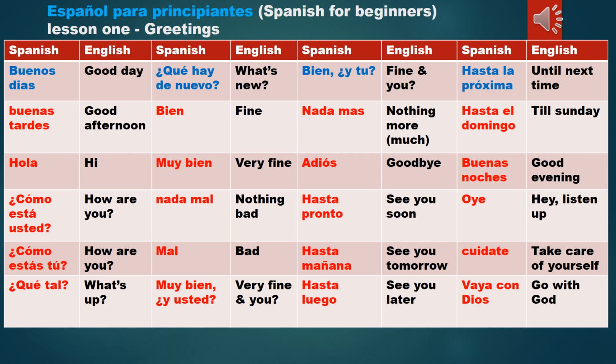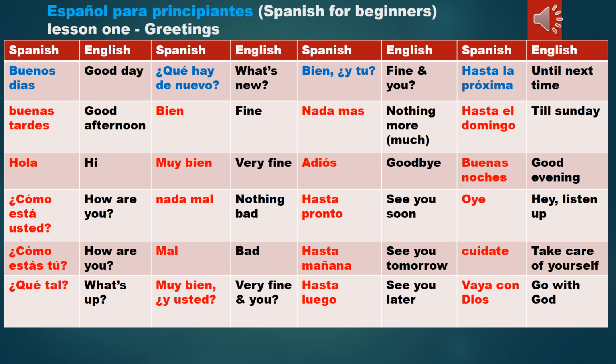After ¿qué tal? you have ¿qué hay de nuevo? ¿Qué hay de nuevo? So, ¿qué hay de nuevo? means what's new. Repeat after me. ¿Qué hay de nuevo? What's new? Nuevo, actually, that's what means new. So ¿qué is like what do you have new? What's new? So you don't translate it directly.